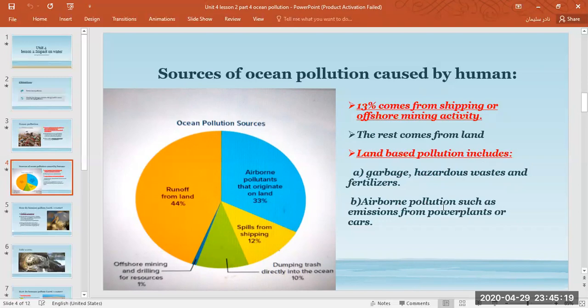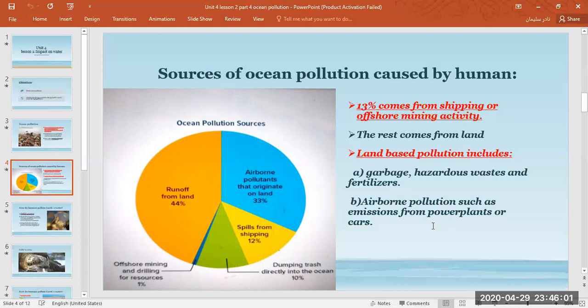Also, airborne pollution, such as emissions from power plants or cars. You know that they release chemical substances to the air, and the air carries them. These substances deposit in the ocean by gravity, so they will be taken there. Their source is from the land, and they will be taken to the ocean. Okay, so most ocean pollution sources are from the land, from human activities on the land, like runoff from the land that includes fertilizers, hazardous waste, sediments, and garbage.